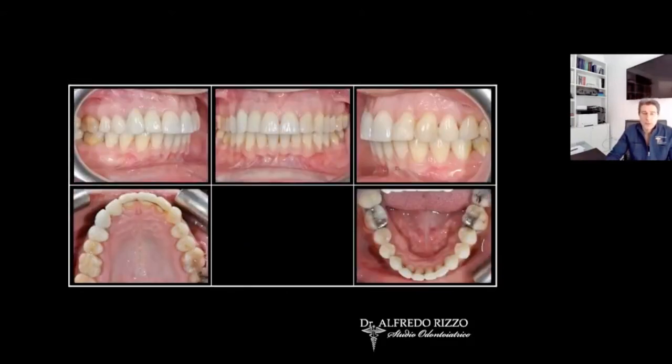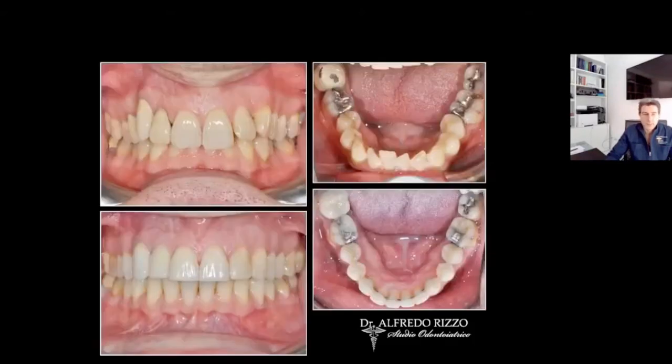This is the final outcome. We have debonded the system. We have restored the mesiodistal size and dimension of both upper and lower dental arches. We have conducted implantation in the area of 1-2, which was later restored. We have changed the restorations on 1-3 and 1-4. We see class 1 on the right, and on the left we see the perfect midline restored.